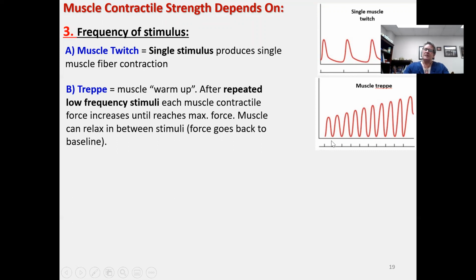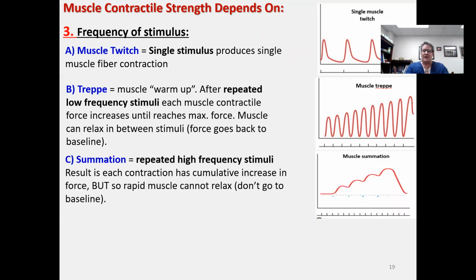But notice it's stimulated at a frequency that's low enough that it has time to relax and come back to baseline in between each stimulus. Now, you can produce more force if you stimulate more frequently than this, such that the muscle doesn't have time to relax. That's called summation, where the frequency, look at the little black lines, is a stimulus. It's like stimulation, stimulation, stimulation, stimulation. The force goes up, but notice in between the stimuli, it doesn't have time to relax and go back to baseline. So the muscle will go up until it reaches a maximal force.